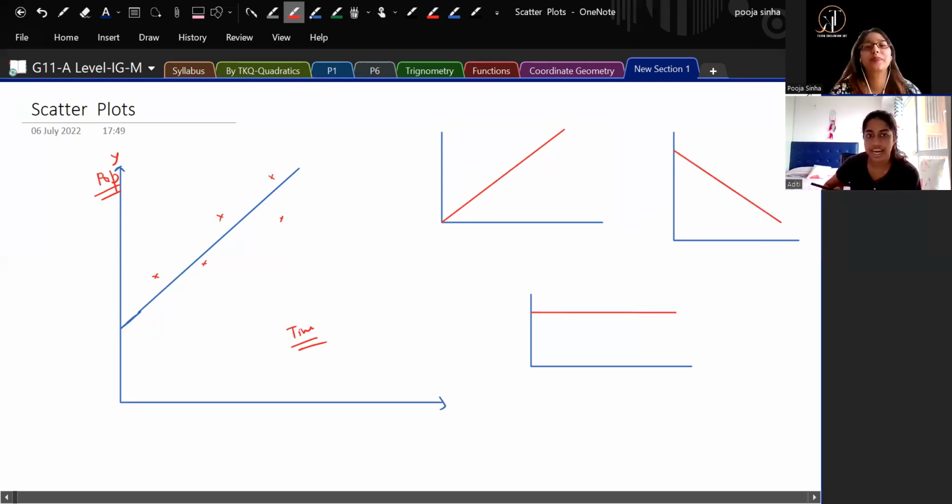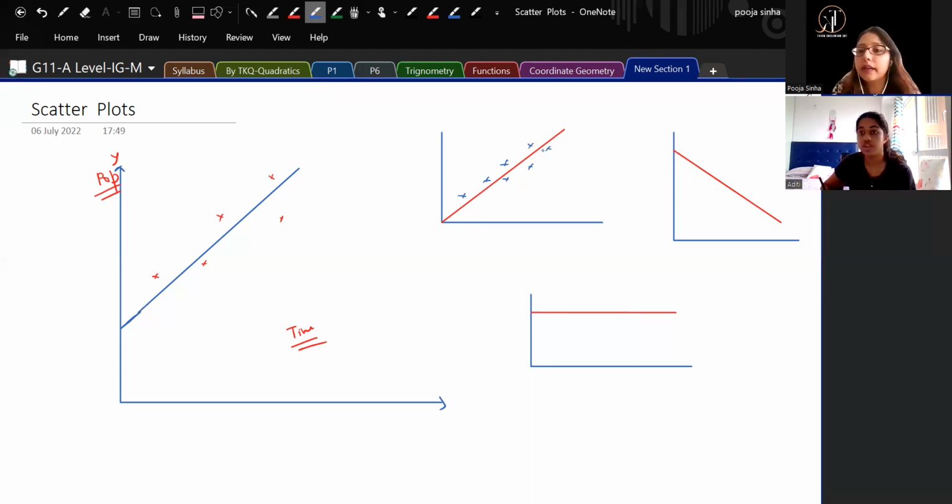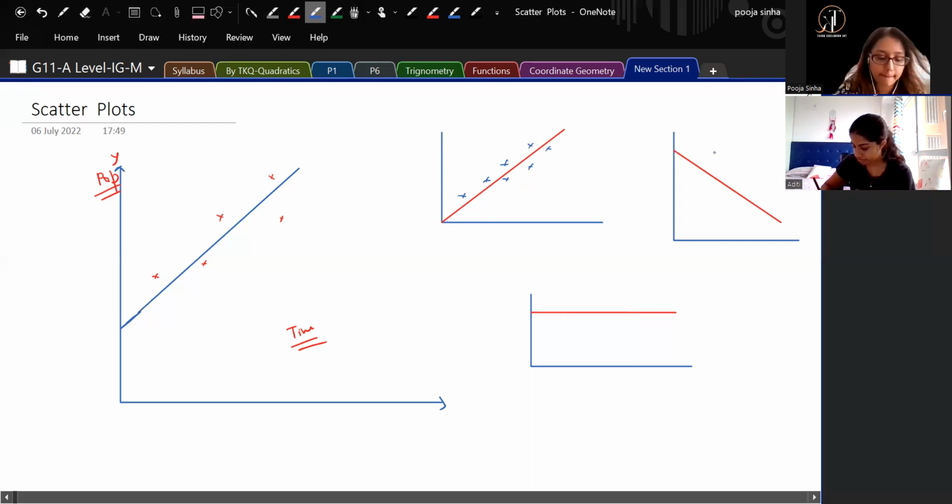So the sixth and last one was: do not try to force it so that it touches the maximum number of points.